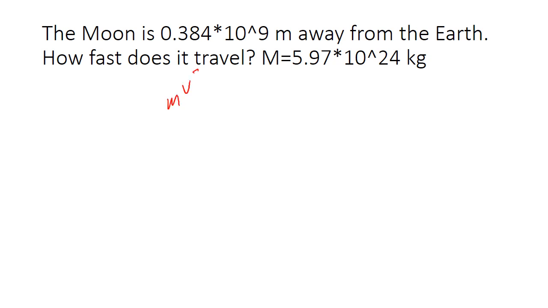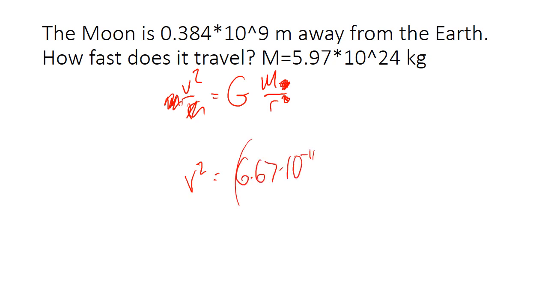So I'm going to write mv squared over r is going to equal G big M little m over r squared. Cross out, cross out, cross out, cross out. Hey, that makes sense. So v squared is going to equal G, which is 6.67 times 10 to the negative 11, times big M, which is 5.97 times 10 to the 24, divided by this one, which is 0.384 times 10 to the 9. No squared, sorry. Because squared is gone now.